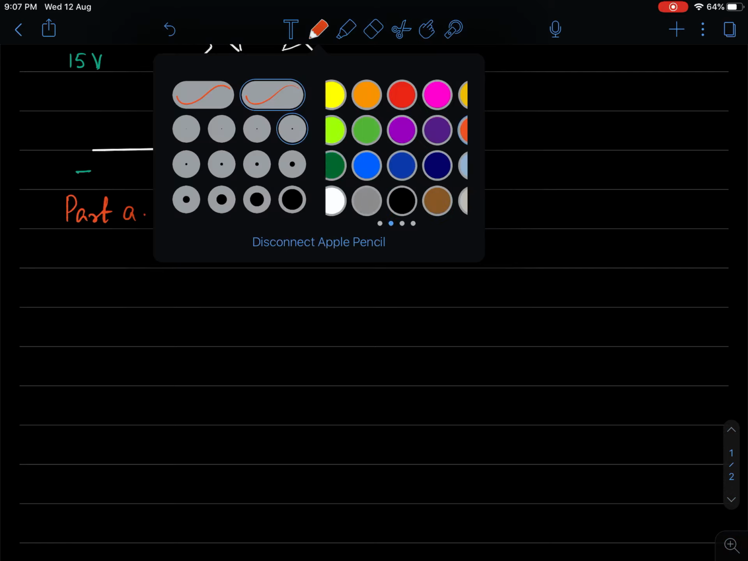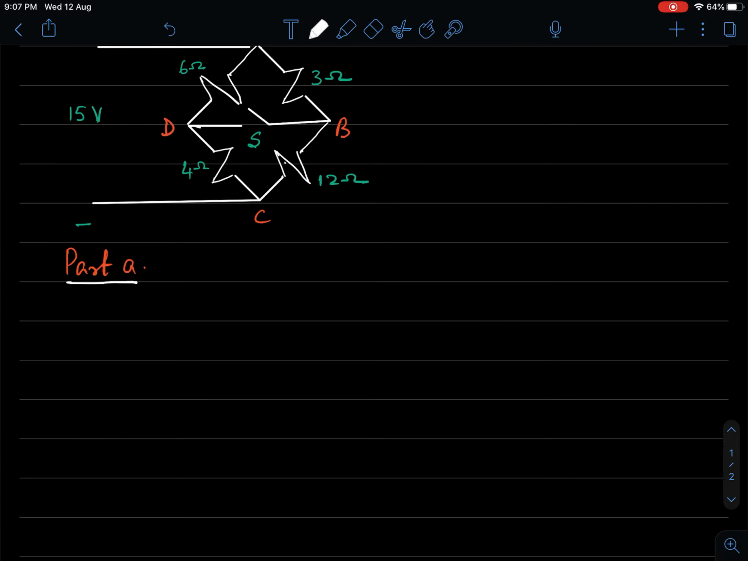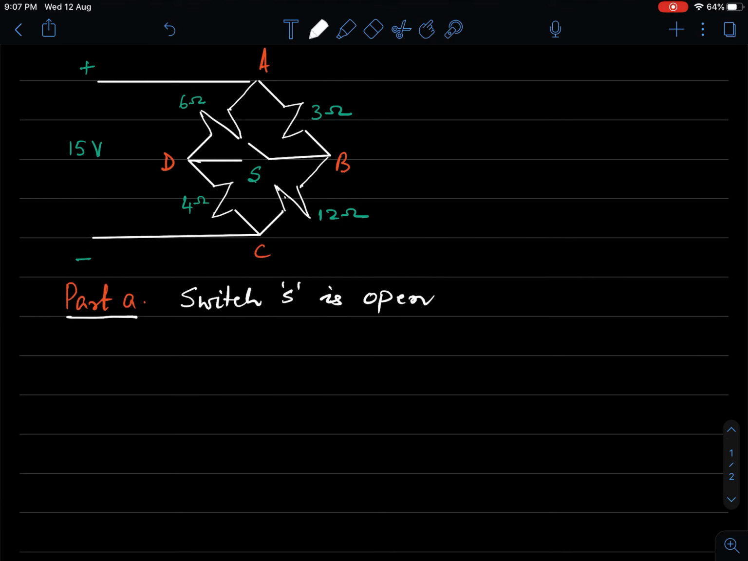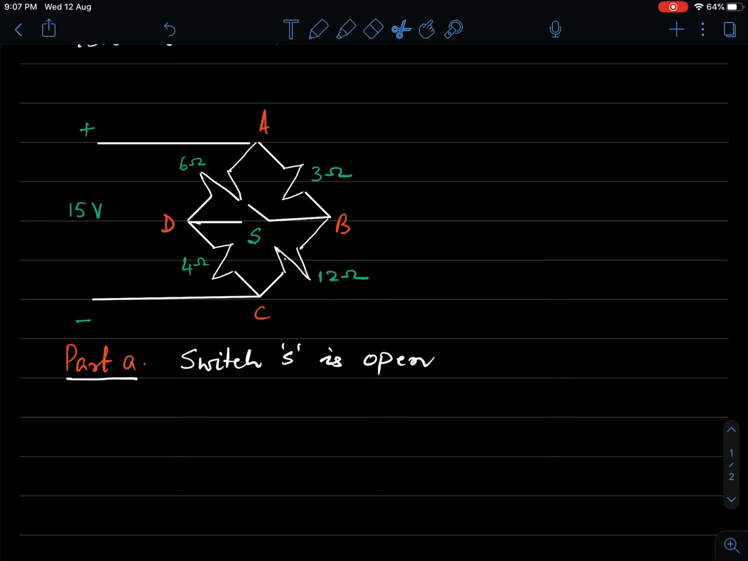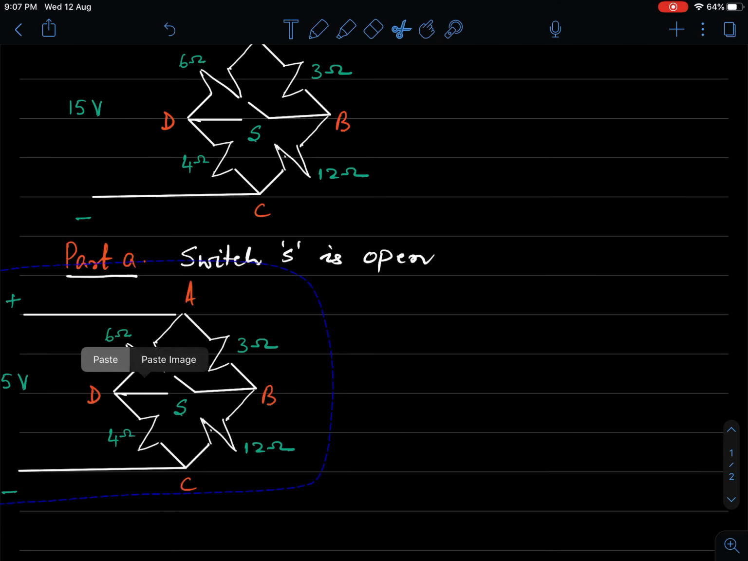I'll choose my white pencil back. So the problem asks, switch condition is switch S is open. Alright, so we will rewrite the diagram. We will rewrite this circuit. The given circuit is rewritten.